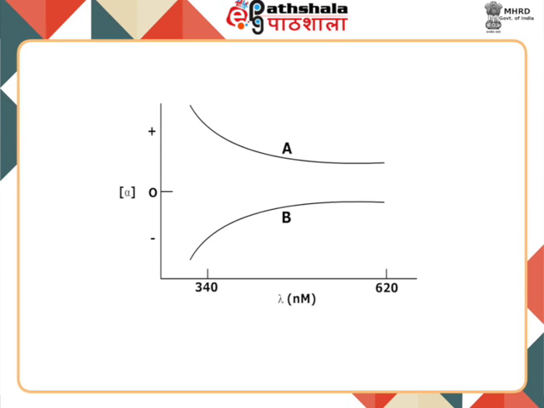However, plane negative ORD curve. Graph B represents a plane negative ORD curve. Plane negative ORD curves are obtained when the specific rotation decreases with decreasing wavelength. In other words, counterclockwise rotation is plotted negatively.